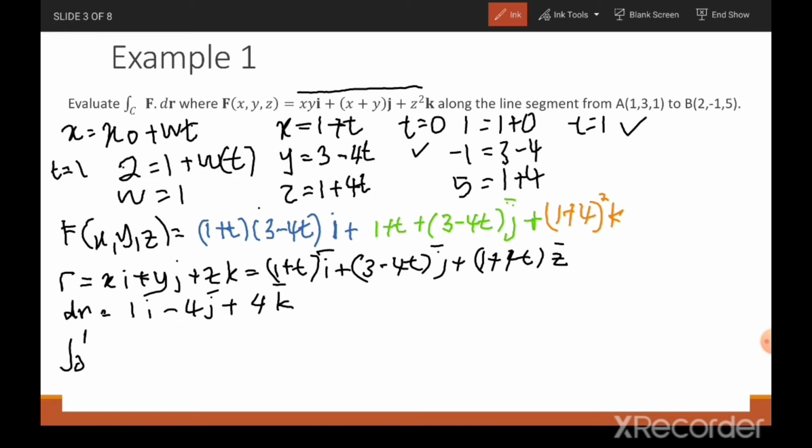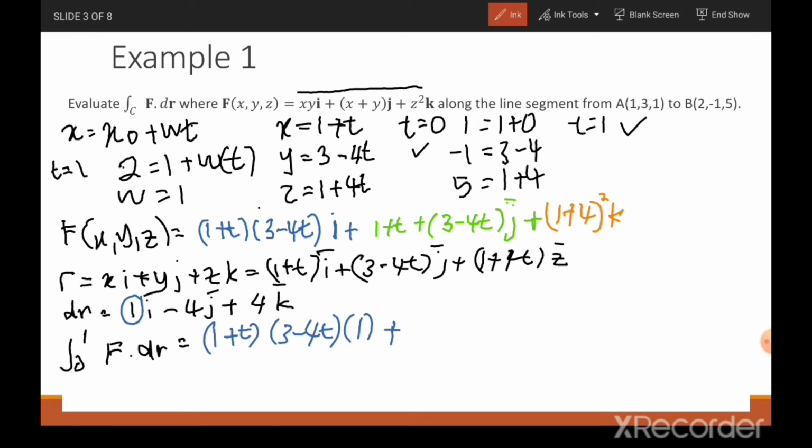Okay, then we integrate over the interval between 0 and 1. So vector field F, just include in the equation here. So 1 plus t, 3 minus 4t, then you times with 1. Okay, this is for vector i. Then we repeat again for vector j. If you can simplify, better simplify.